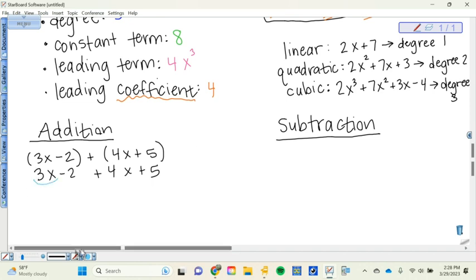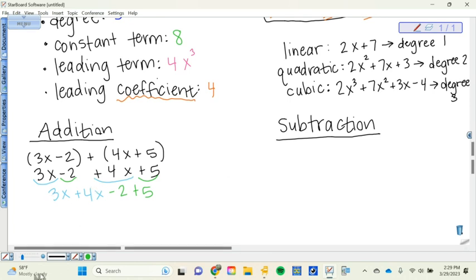What's a like term with 3x? The 4x. And then what's my like term with the -2? The 5. Good. So I can rewrite this now, 3x plus 4x minus 2 plus 5. Some of us might be able to do this part in our head and kind of skip these steps or combine these steps all into one. That's okay. But I like to show it so everybody can see all the steps we go through.